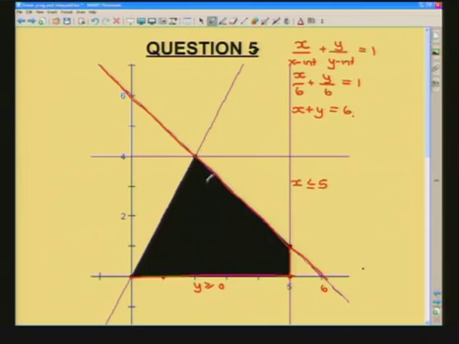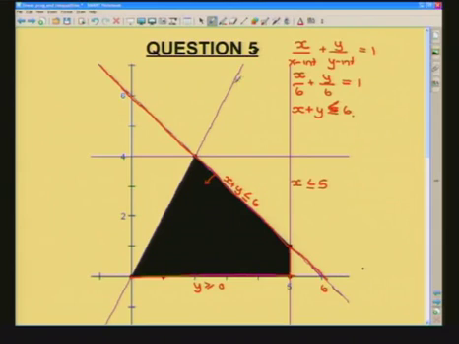Once we were there, we could see that the shading is underneath, so we want smaller than or equal to. And that would give you the equation in 2 ticks. But the other way is perfectly acceptable and not a problem. So this is x plus y less than or equal to 6. This one, a little bit more exciting.